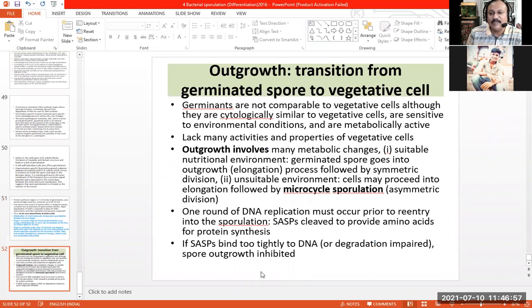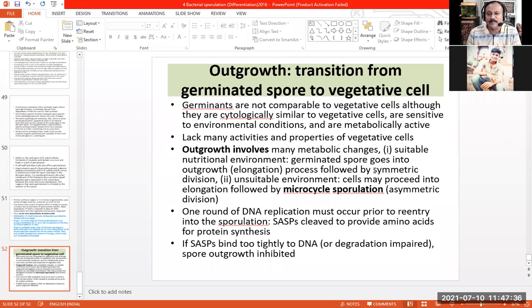And then after that we have the last stage, which is called the outgrowth stage. So this is actually the conversion of the germinated spore into the vegetative cell. This particular stage of outgrowth involves certain metabolic changes again. That is essentially happening when the conditions are better. When a suitable nutritional environment is available, then the germinated spore goes into the outgrowth phase that is marked by the elongation of the cell. That is the would-be cell, and then elongation is followed by symmetric division.